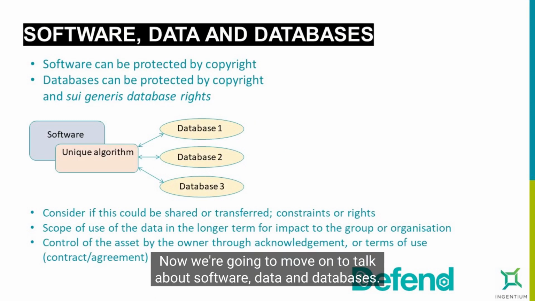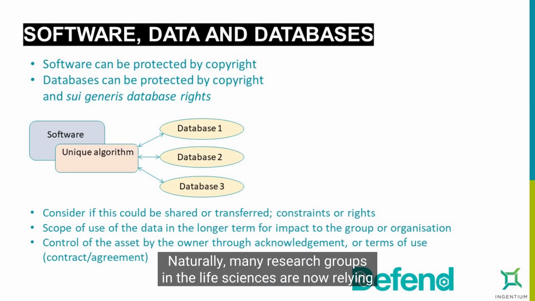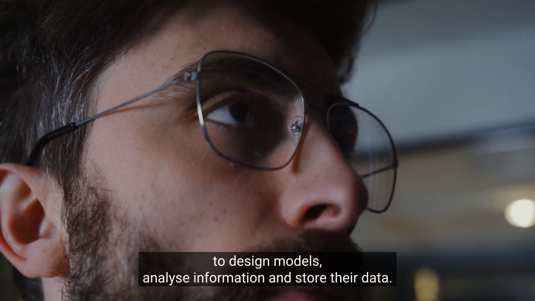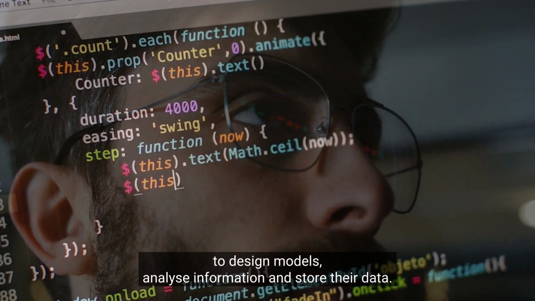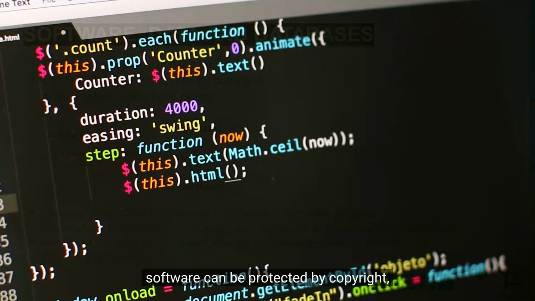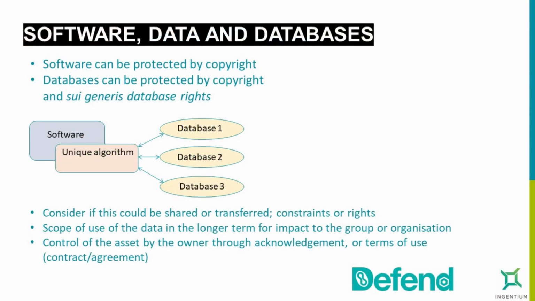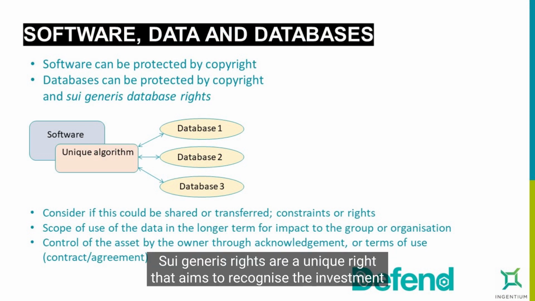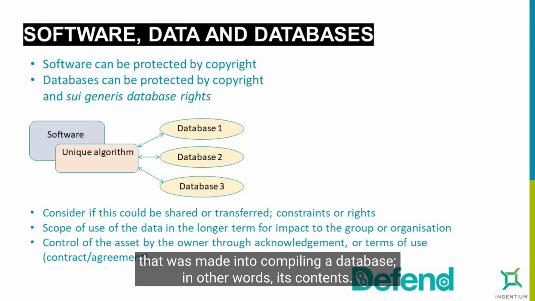Now we're going to move on to talk about software, data and databases. Naturally, many research groups in the life sciences are now relying on coding, data and databases to design models, analyse information and store their data. And we should note that in the EU and in the UK, software can be protected by copyright, while databases can be protected by copyright and sui generis database rights. Sui generis rights are a unique right that aims to recognise the investment that was made into compiling a database, in other words, its contents.